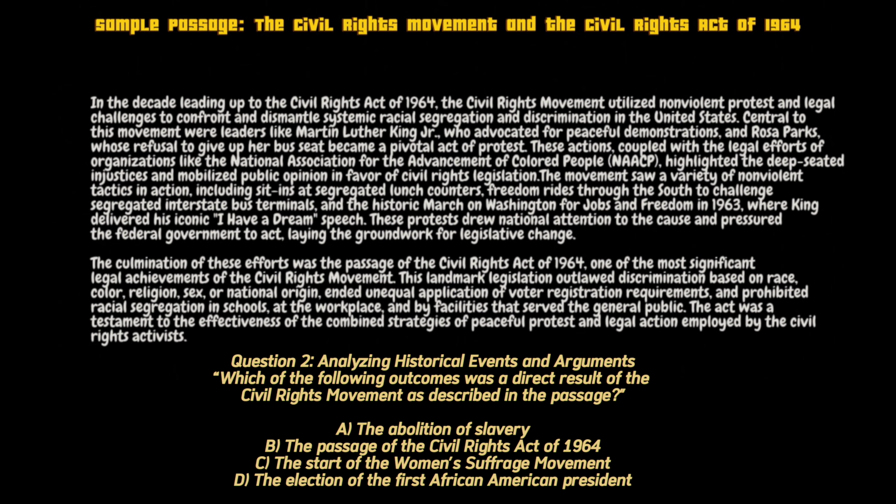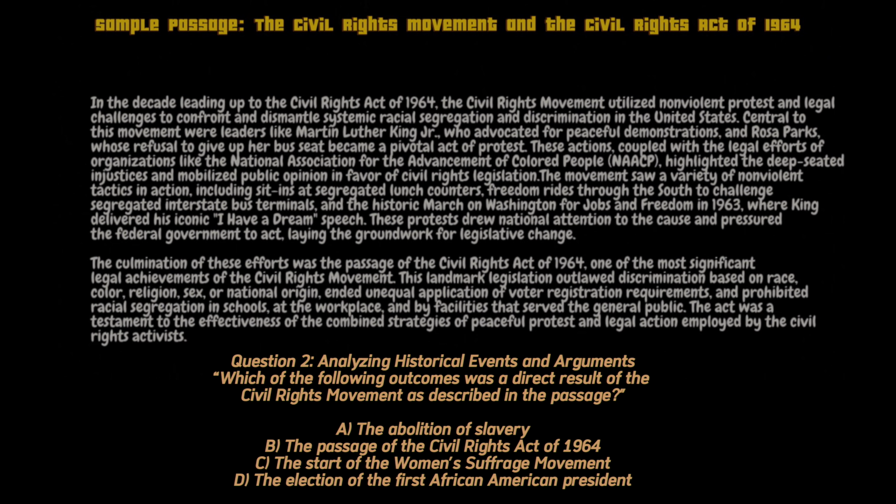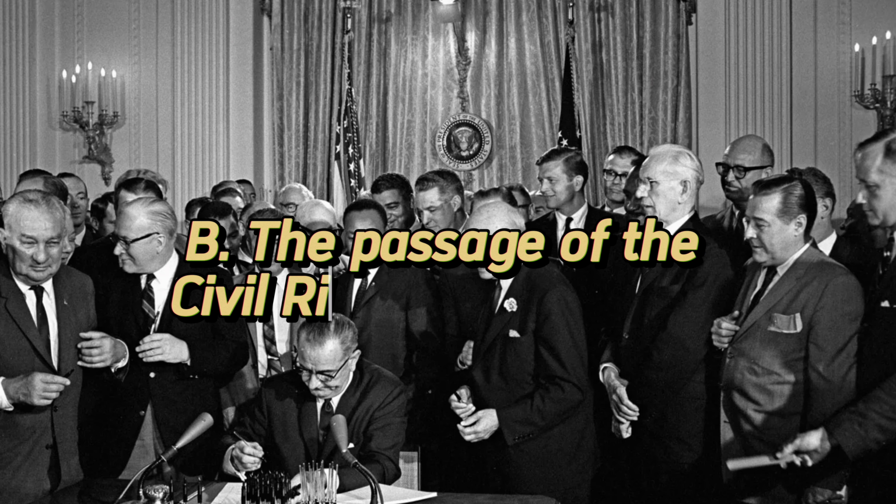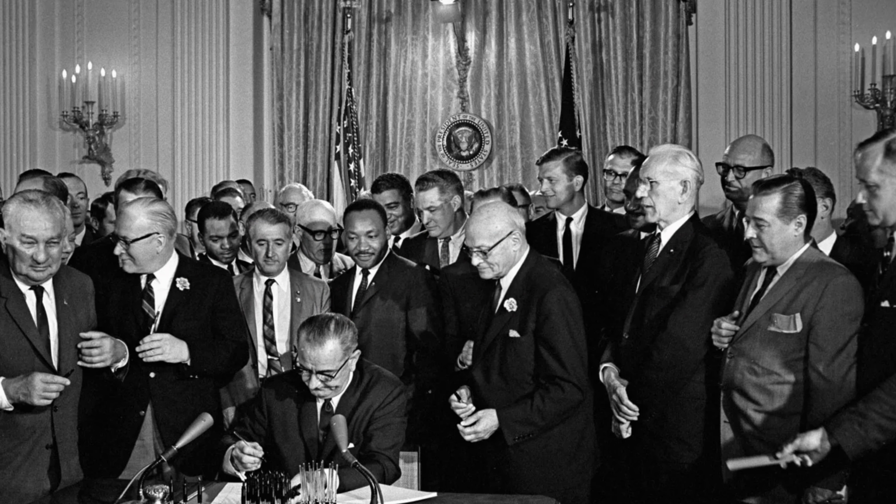Pause and reflect. Link the described activities and efforts of the movement to their significant legislative outcomes. When you reflect on that, you will find that the answer here is B, the passage of the Civil Rights Act of 1964.